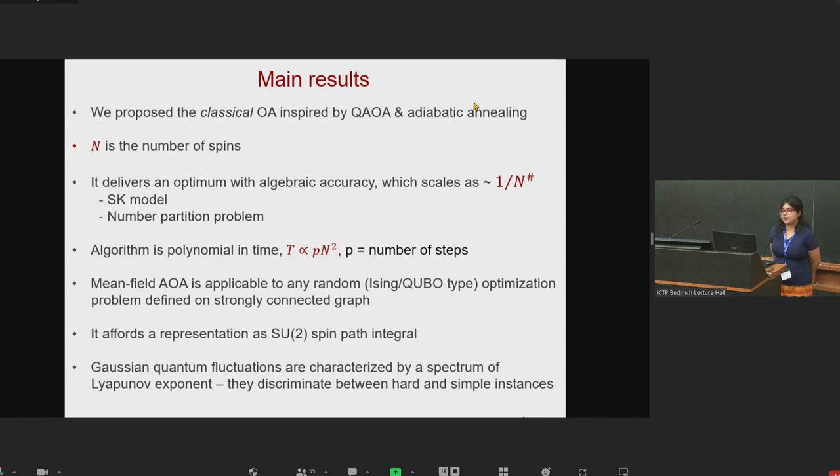It scales as a power of 1 by n, where n is the number of spins, and it is applicable to any QUBO problem that is defined on a strongly connected graph. Now, we have a representation as an SU(2) spin coherent state path integral, whose classical path corresponds to our classical algorithm. Later, as in semi-classics, we would like to add quantumness, as in we would like to add the Gaussian quantum fluctuations around this classical path. Gaussian quantum fluctuations are quantized as a spectrum of Lyapunov exponents, and they help us discriminate between easy instances and hard instances of a QUBO problem.